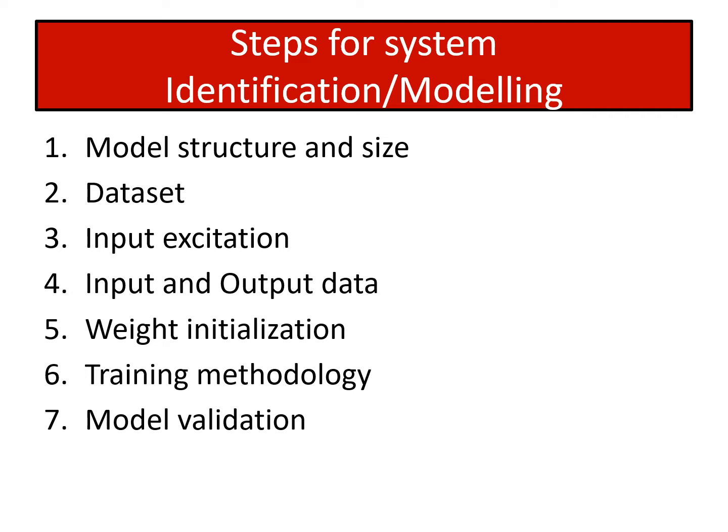Basically, the model structure and size, the data set, compilation, input excitation, input output data, the weight initialization, the methodology, and model validation. Of course, in the software, we can just choose anything we want, but if we do it blindly, we're not going to get a good system identification or modeling using the neural network. It will not be robust. It may work for that case, but for the other case, it may not work. So if we follow these steps strictly, we will get a good, robust neural network that will be applicable for all different scenarios for the process system.